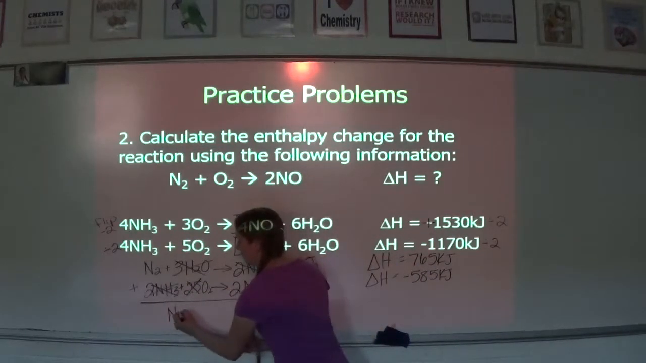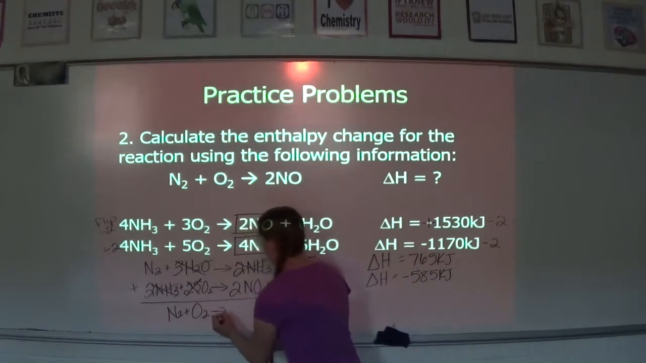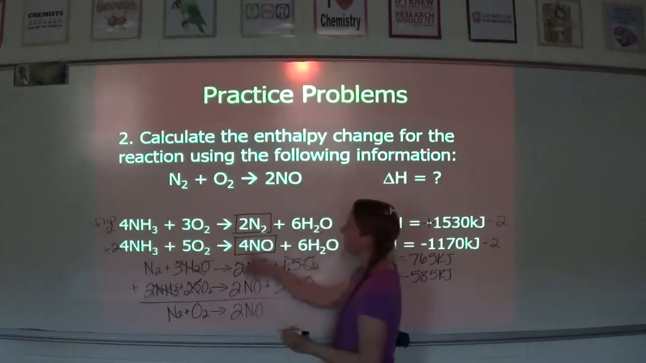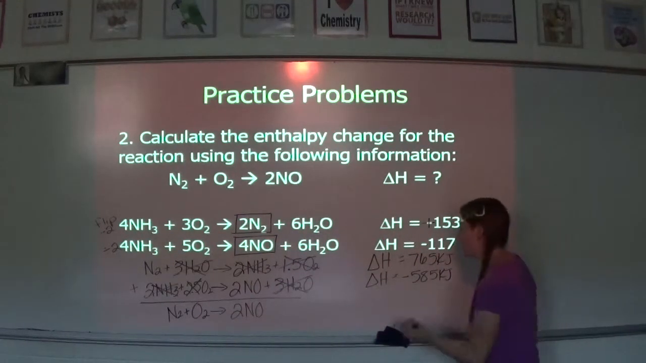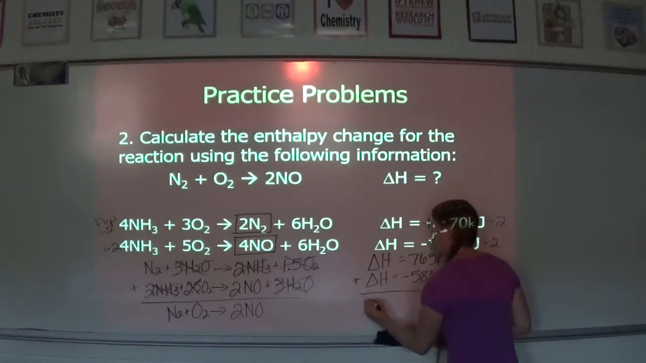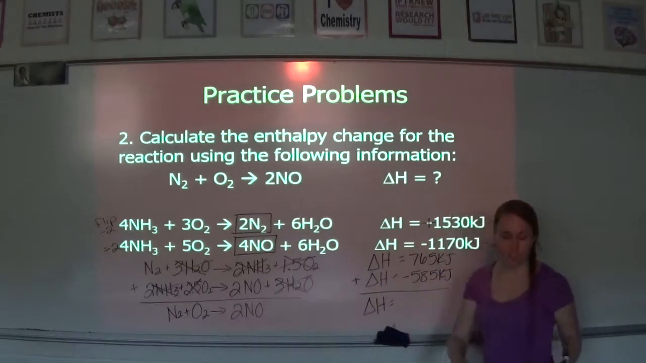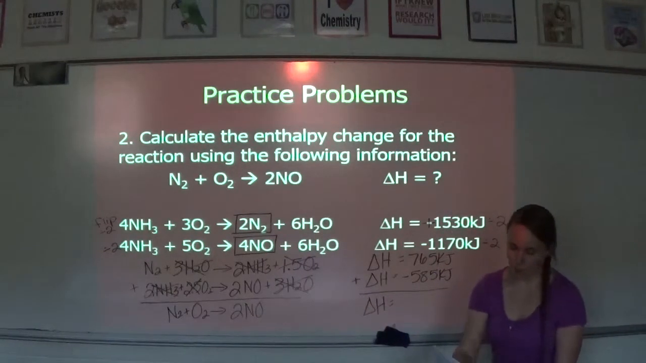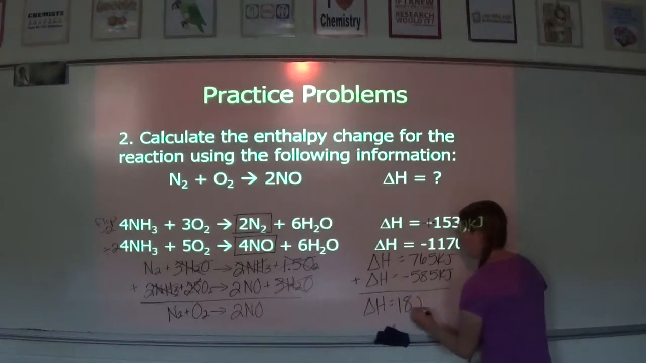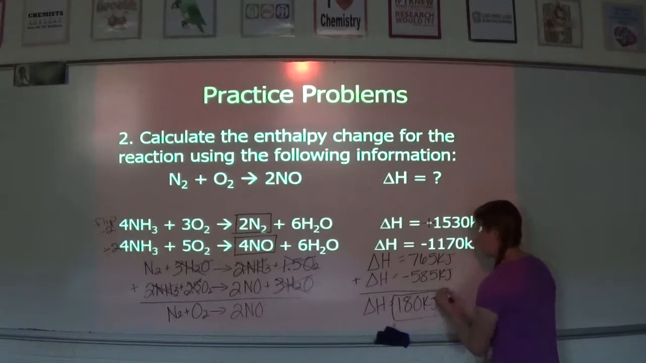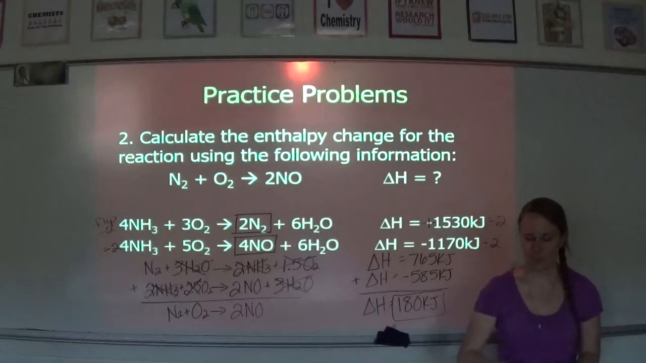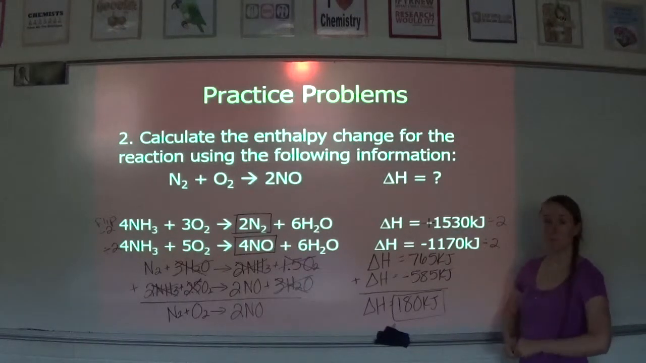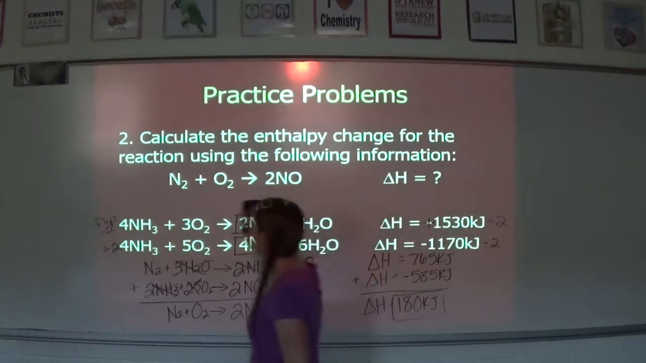And so then I write what I have left. So I have N2 plus O2 yields 2 NO. Is that the reaction I wanted? It sure is. So then I just added my delta H's. So delta H, of course, once I add these up, is 180 kilojoules. So hopefully you got that one right. Alright, so let's erase and move on.